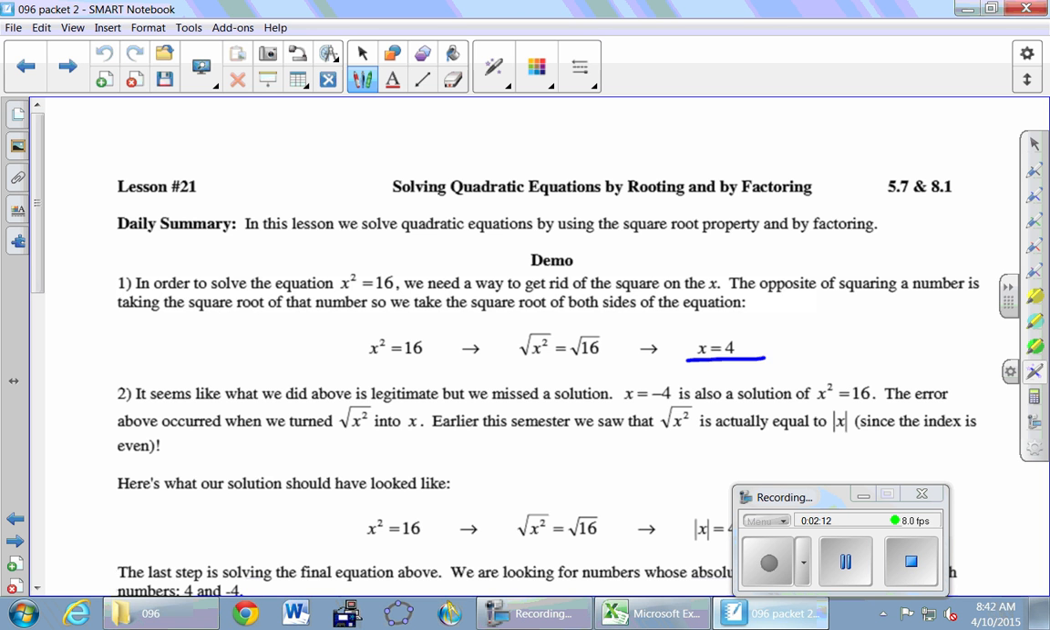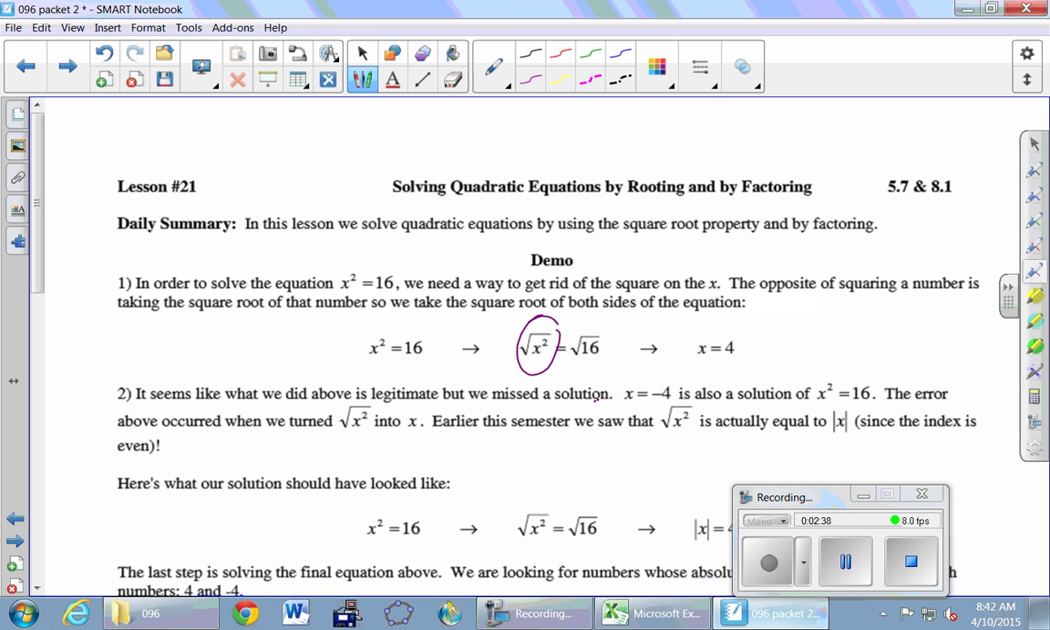Is 4 the only solution to that equation? Ben says negative 4 is a solution. Lucas agrees. If you take negative 4 and you square it, you still get positive 16. So something went wrong because we found only x equals 4 and we lost the other solution, yeah? Okay, so here's the problem.